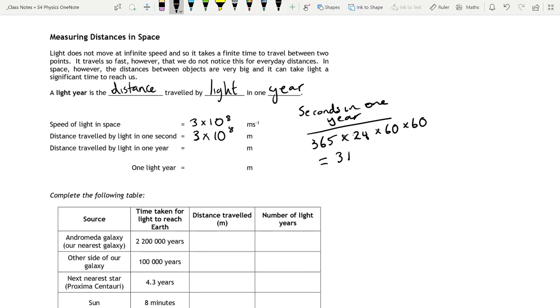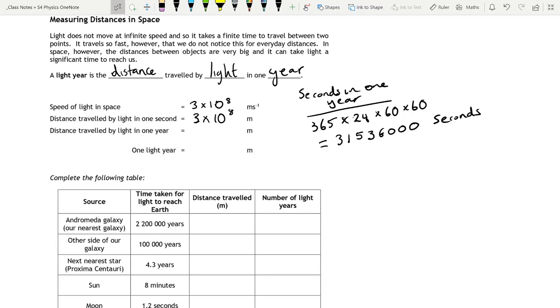So 3, 1, 5, 3, 6, 0, 0, 0 seconds. It doesn't actually seem like that much, does it? But that's how many seconds are in a year.